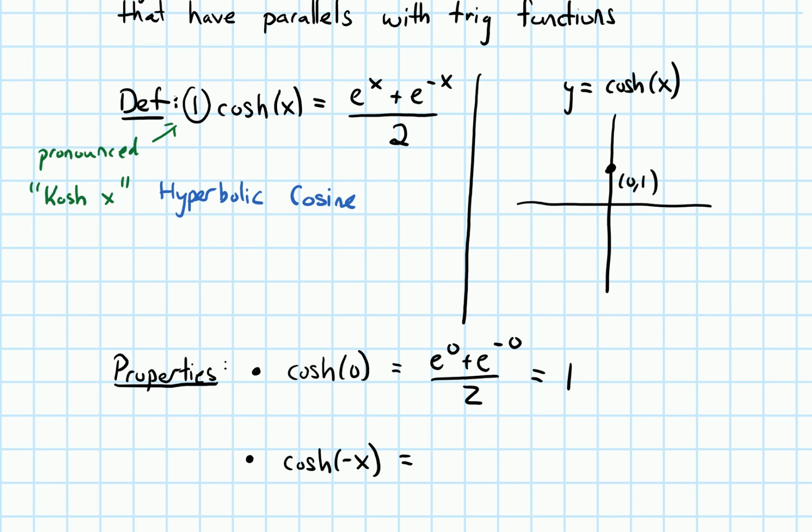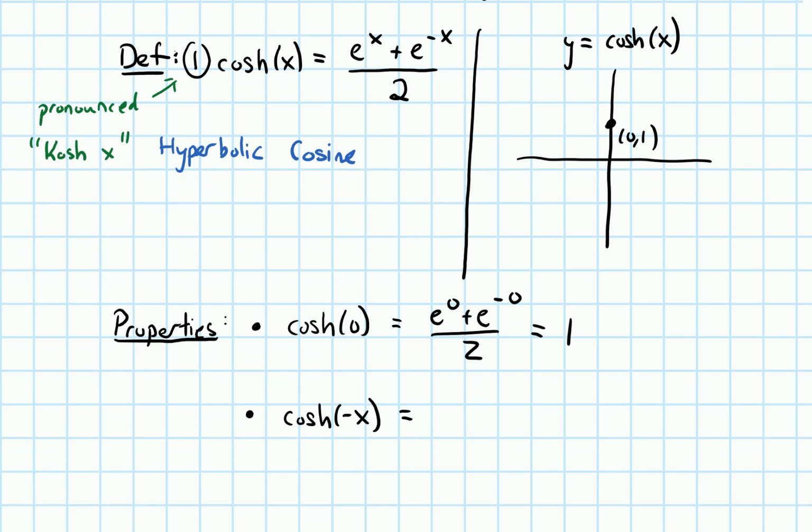And then if you plug negative x into hyperbolic cosine and evaluate what we get out, we'll get e to the negative x plus e to the x, which is just e to the x plus e to the negative x, and then over 2. But that's the same thing as just hyperbolic cosine of x. So if you have a function and we plug negative x into it, and that equals the same thing as just the original function, that makes this what's called an even function.